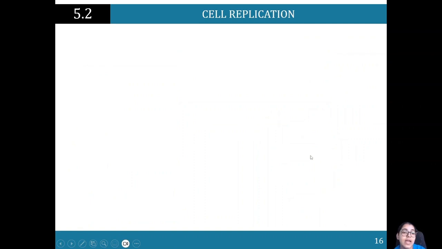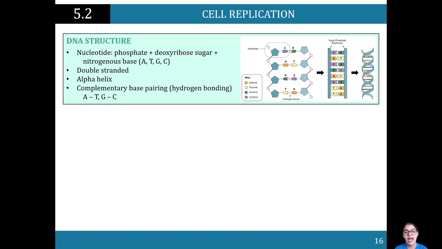Alrighty. So again, if you have any questions, please don't hesitate to ask. Let's have a look now at cell replication. Let's begin by talking about the DNA structure.